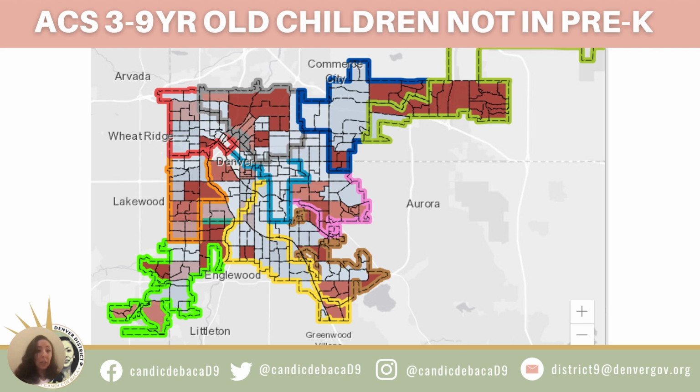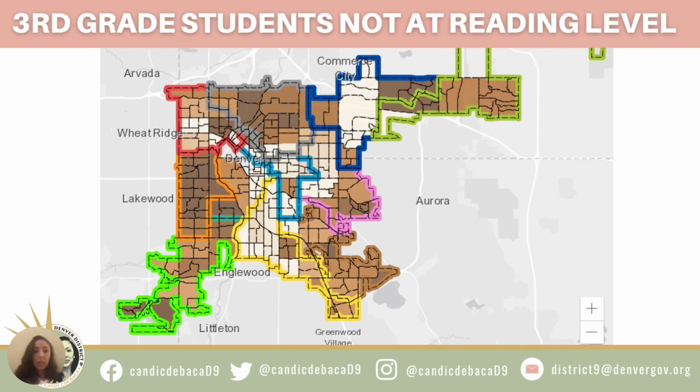This is 3-year-old children not in pre-K. So that's a community of interest in itself. Wanted to show you where they are. It aligns with our race ethnicity maps, poverty maps, but wanted to make sure that you could see it visually. 3rd grade students not at grade reading level. Very similar intent here.